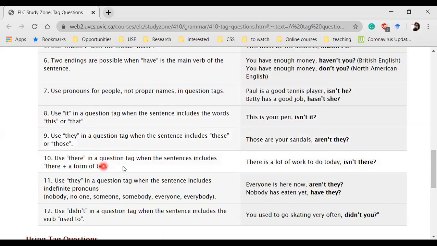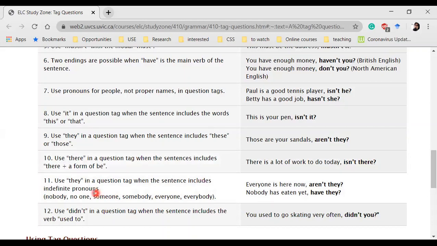Number ten, use there in a question tag when the sentence includes there plus a form of be. Let's see: there is a lot of work to do, isn't there? We are saying there is a lot of work to do. If there is any form of be, like is, am and so on, we would choose there to be used in the tag as well. There is a lot of work to do today, isn't there? We use the same auxiliary verb and then there.